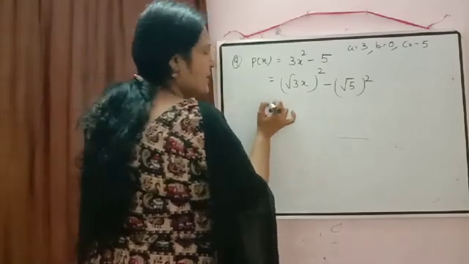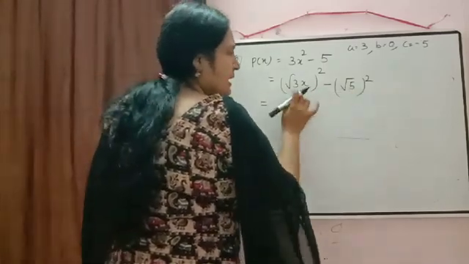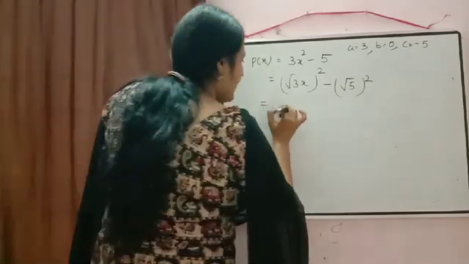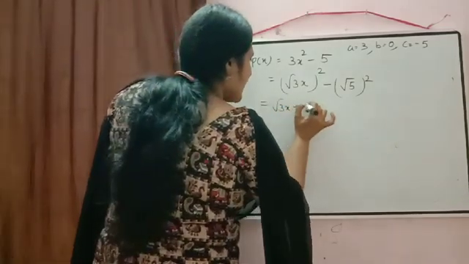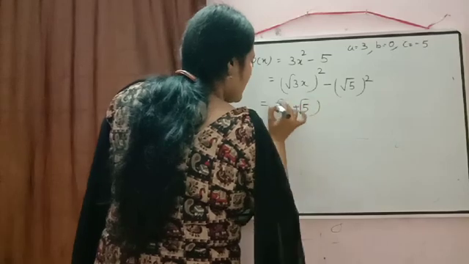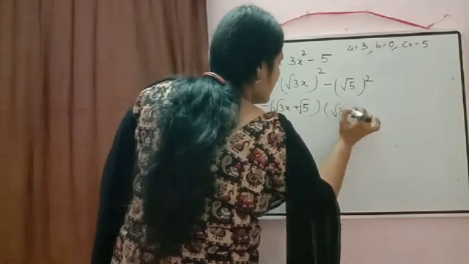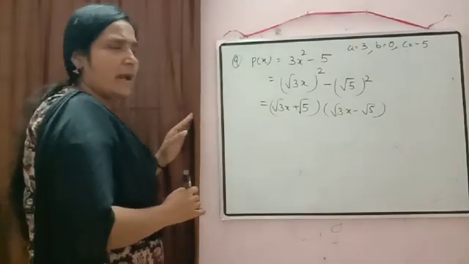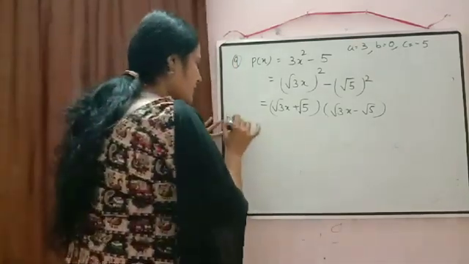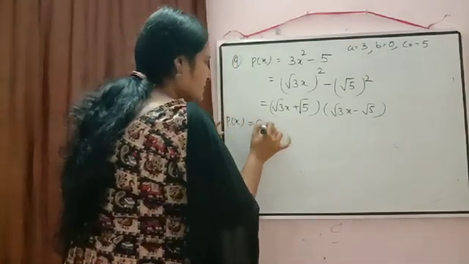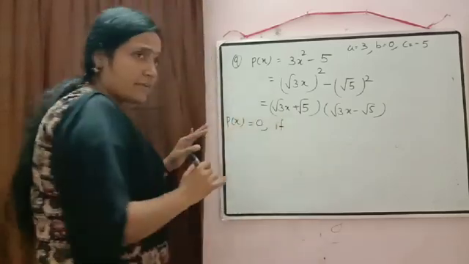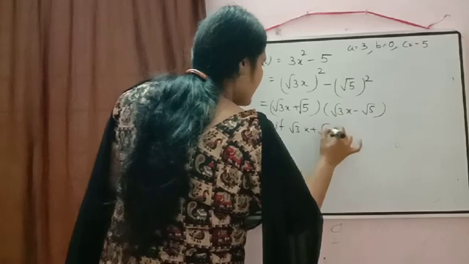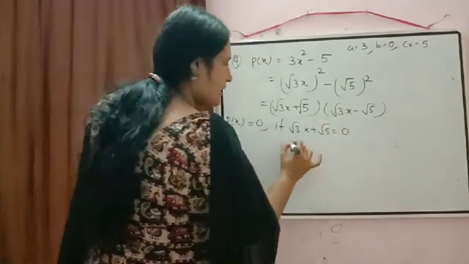Now we can use the identity here. It is in the form of a square minus b square, which is equal to a plus b into a minus b. So root 3x plus root 5 into root 3x minus root 5. So we did the factorization. So again we can write down here p of x will be equal to 0 if root 3x plus root 5 is equal to 0. Then what will come?